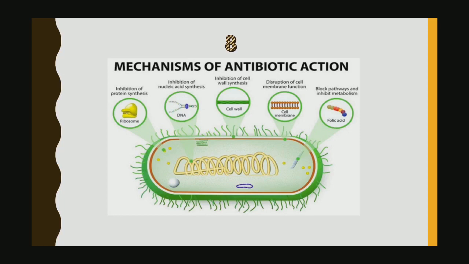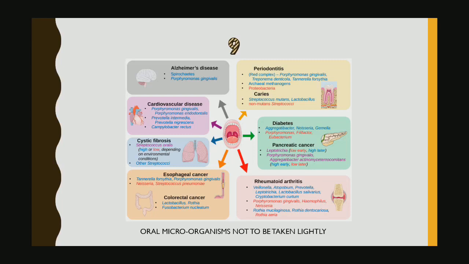Next, it inhibits the nucleic acid synthesis. It inhibits the cell wall synthesis. So disruption of the membrane function, block pathway and inhibits metabolism. So by doing all these cruel things, our antibiotic kills a microorganism. So let us see the point number 9.